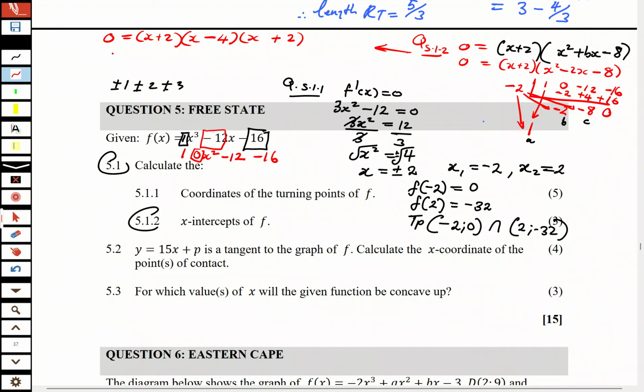So therefore, when you solve for x, you'll have x1 to be negative 2, x2 to be 4, and then x3 to be a negative 2. I told you we have repeating roots. This is repeating roots. Yeah? Did I explain that? Did I explain that, guys?